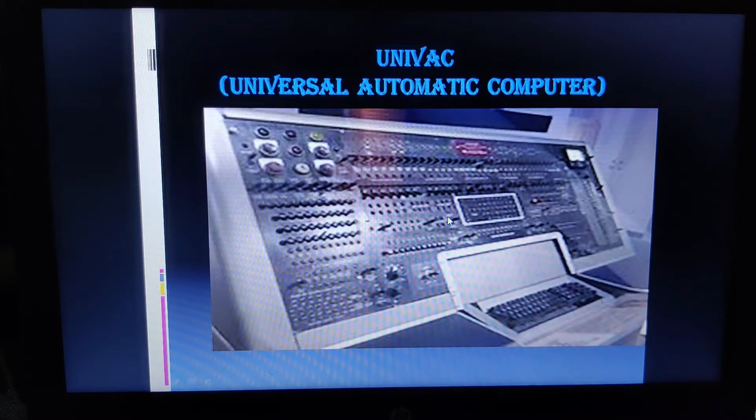So during the first generation, between 1940 to 1956, the first invention was by Howard H. Aiken. He developed the Mark I electronic calculator for the US Navy, which is also called an electronic relay computer.